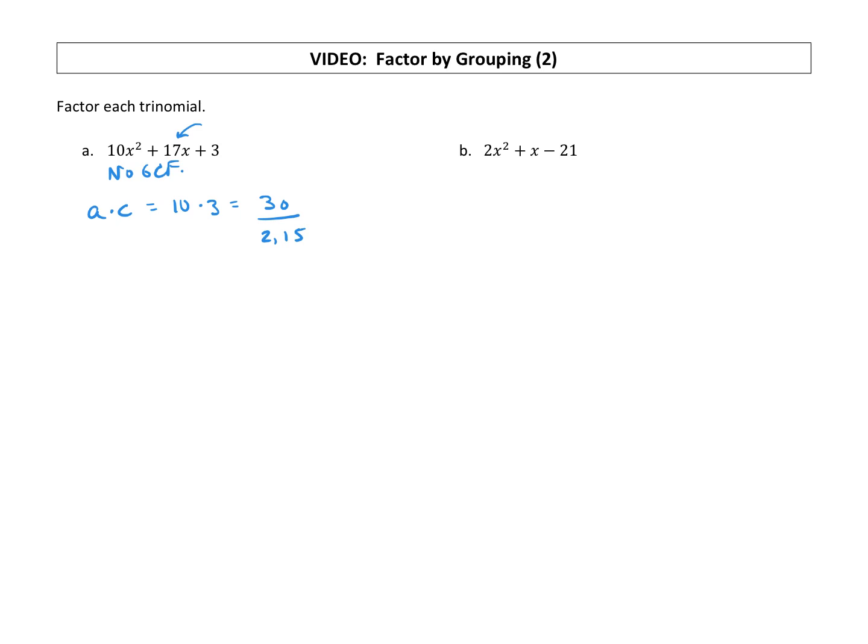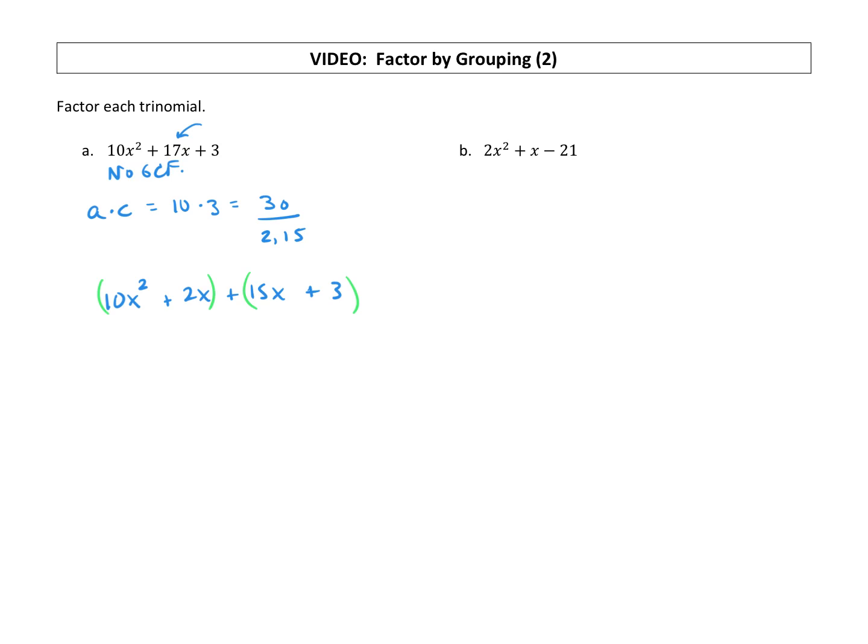So now we're going to write our trinomial as a 4-term polynomial, and we're going to replace that b term, 17x, with a 2x and a 15x. And then we carry down our c term of plus 3. Now we're going to group as two binomials. So let's group a binomial there, group a binomial there.